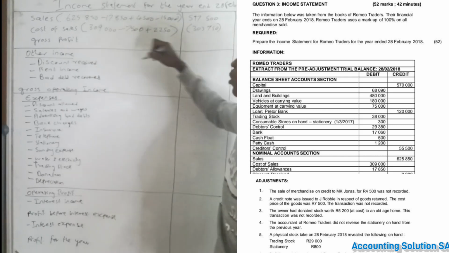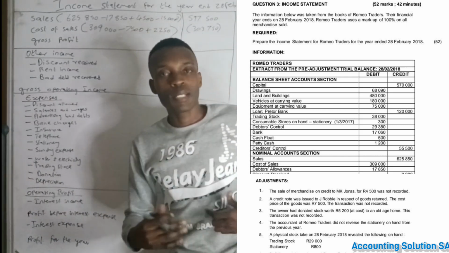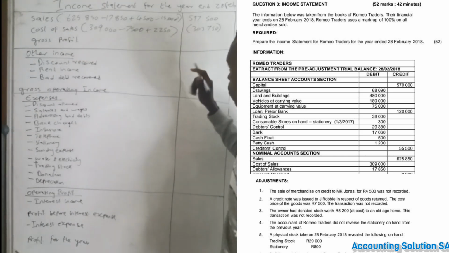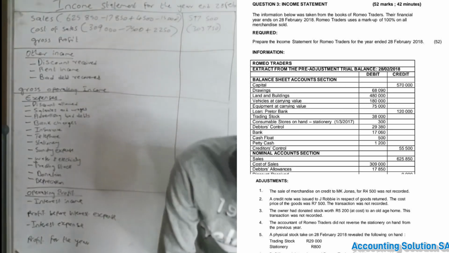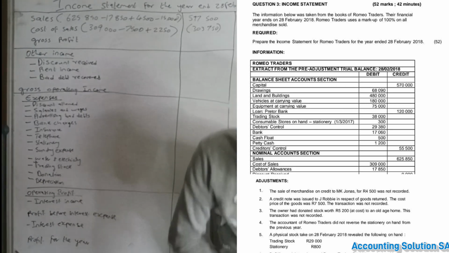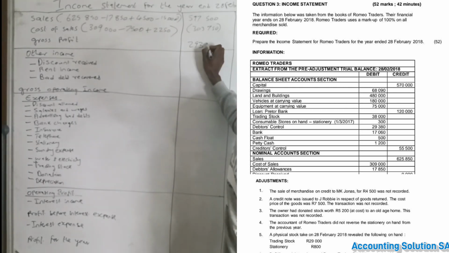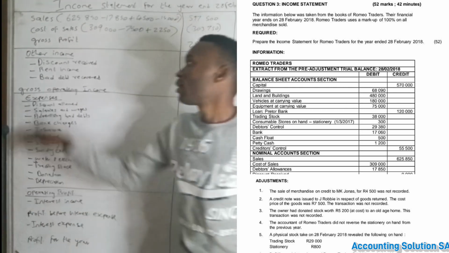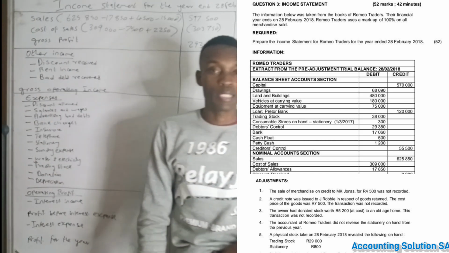303,750. Make sure that your cost of sales is in brackets because it's a minus. Okay, it's like an expense. So now we have to calculate a gross profit, sales minus cost of sales, which is going to give us an amount of 293,750. Simple as that, guys. Okay, then we have other income and we also have expenses.